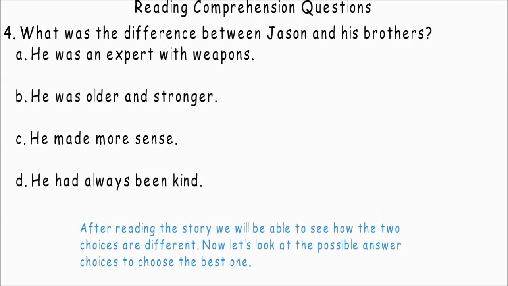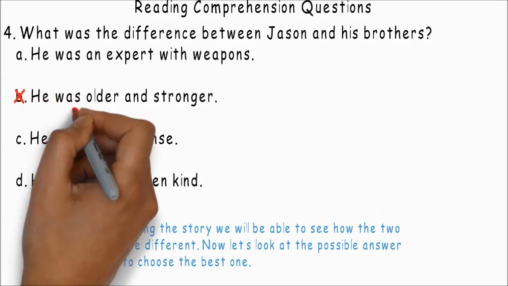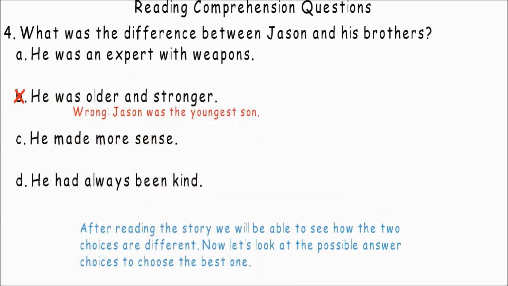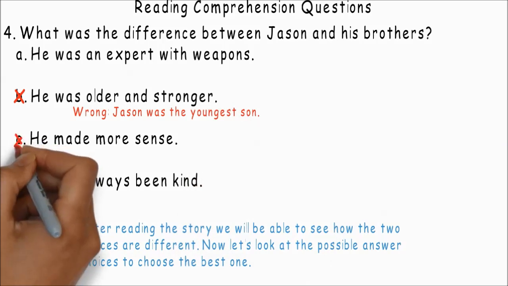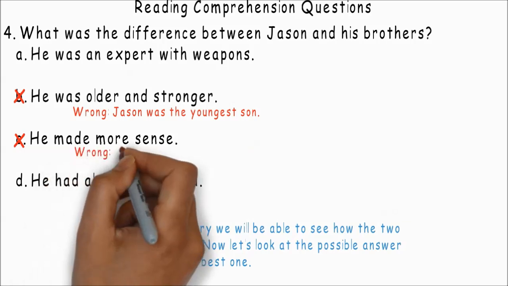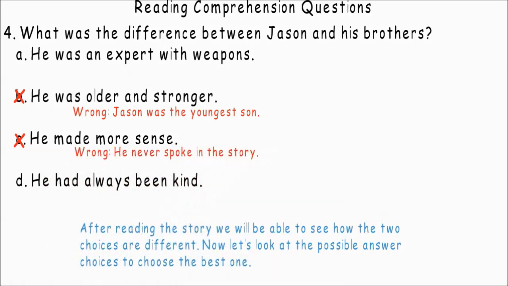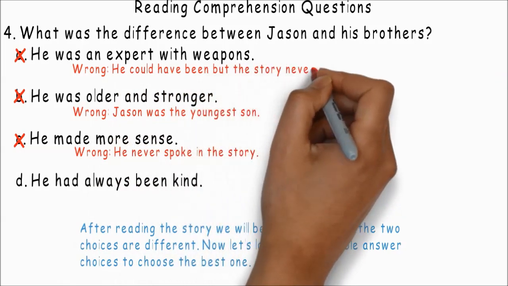It's not B. He was older and stronger. Jason was the youngest son. It's not C. He made more sense. He never spoke in the story. It's not A. He was an expert with weapons. He could have been, but the story never said this. Only he was kind.